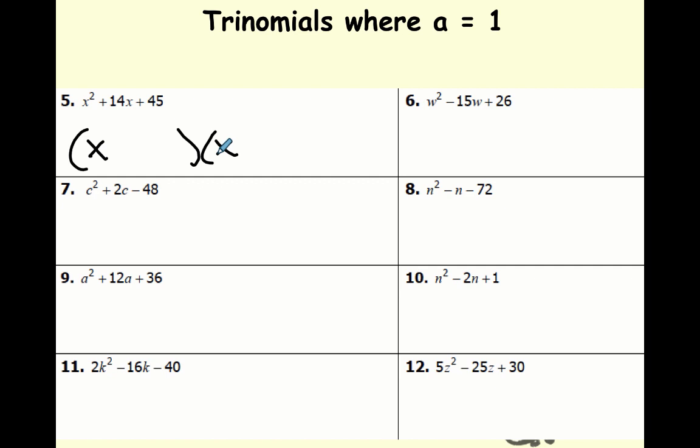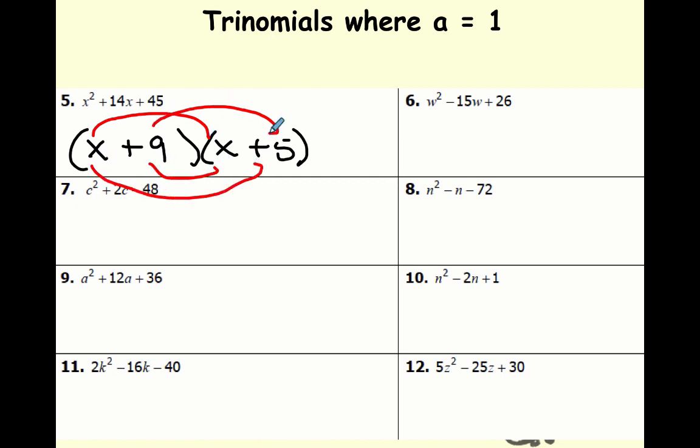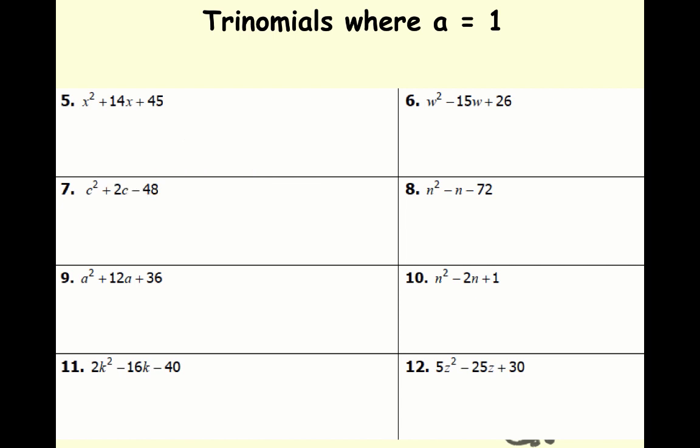And to get 45, I would multiply positive 9 times positive 5. Now, if you remember FOIL, first, outer, inner, last, and we multiply all that out, we would get x squared plus 14x plus 45. Now let's look at number 8.